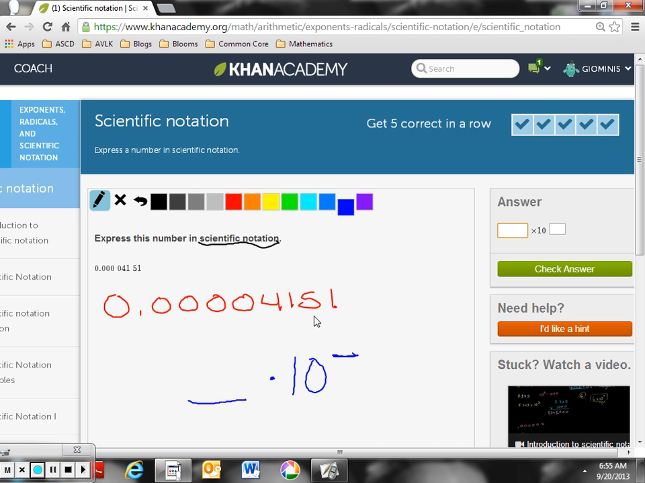Okay, I could move the decimal here, but if I move it here, that becomes 41. That's greater than 10. So I must move it. Oh, put that 5 back there. It's going to have to go right here. So my first number in scientific notation becomes 4 and 151 thousandths. Now let's see how many places I moved it from here to here. I moved over 1, 2, 3, 4, 5.